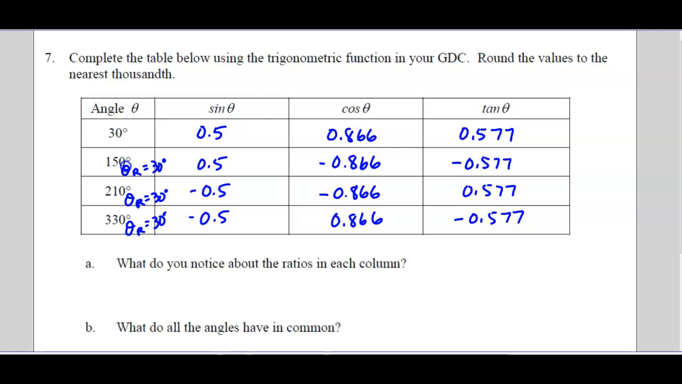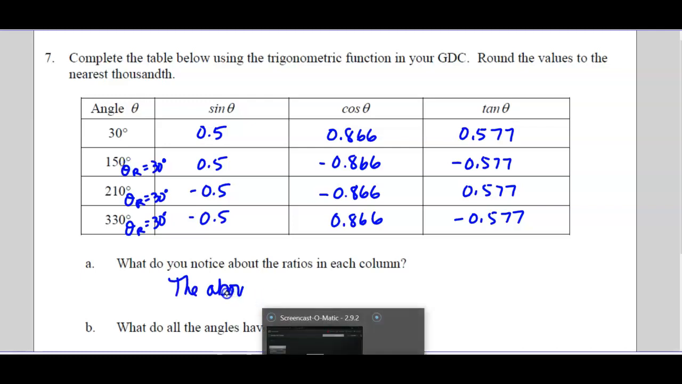So we'll go through the questions actually. I'll do it faster. So what do you notice about the ratios in each column? The absolute values of them are equal.